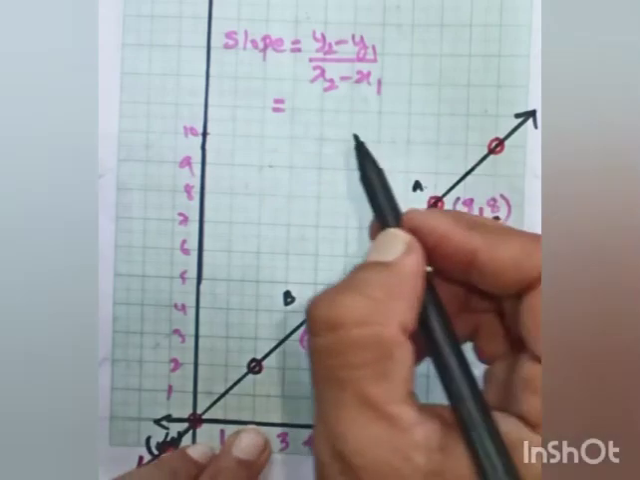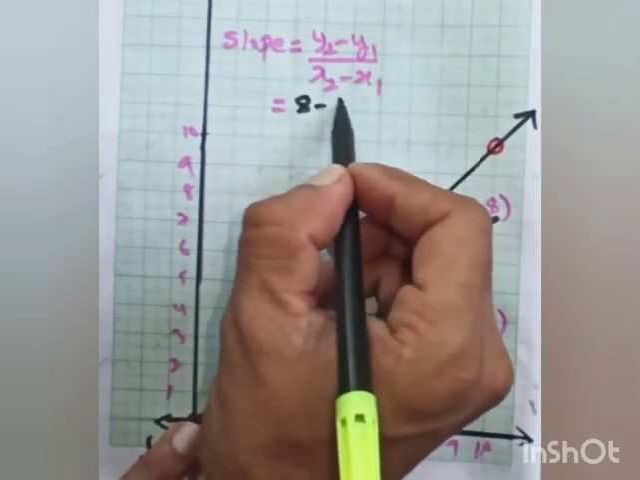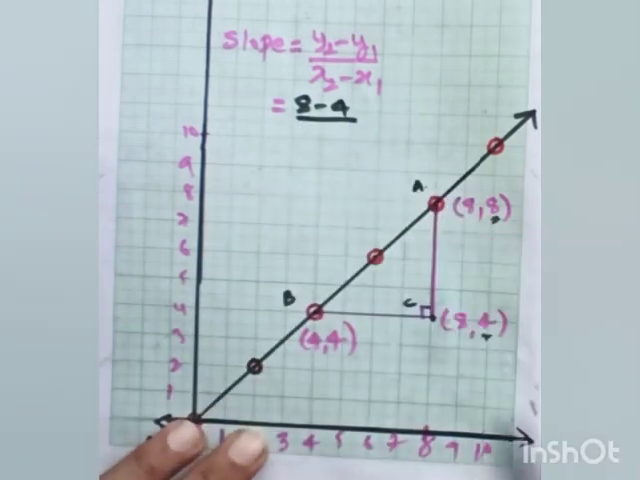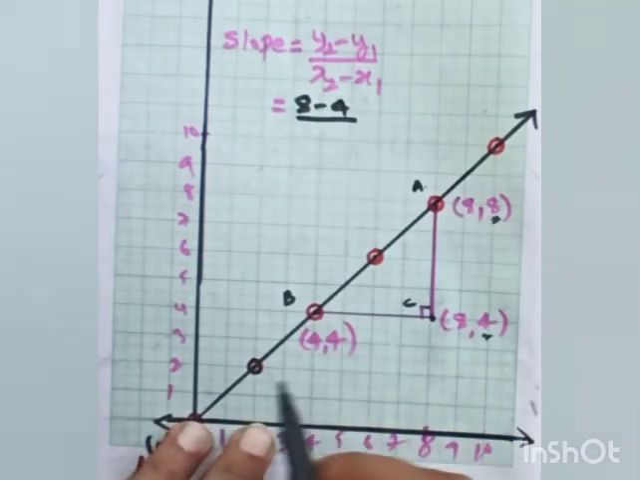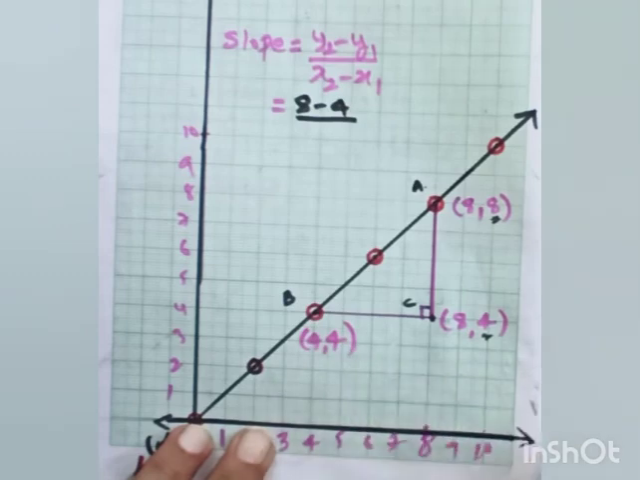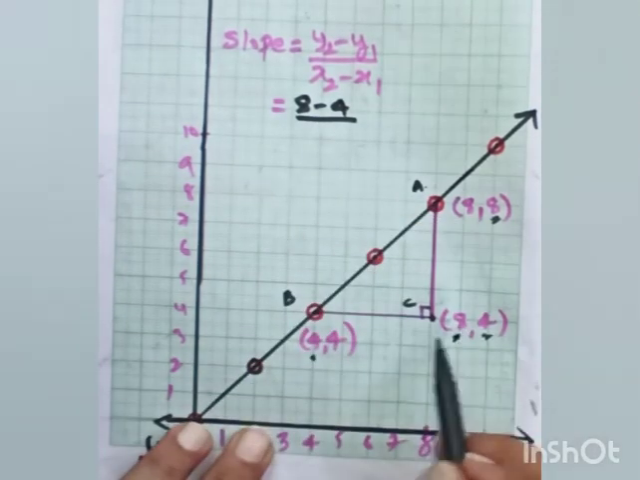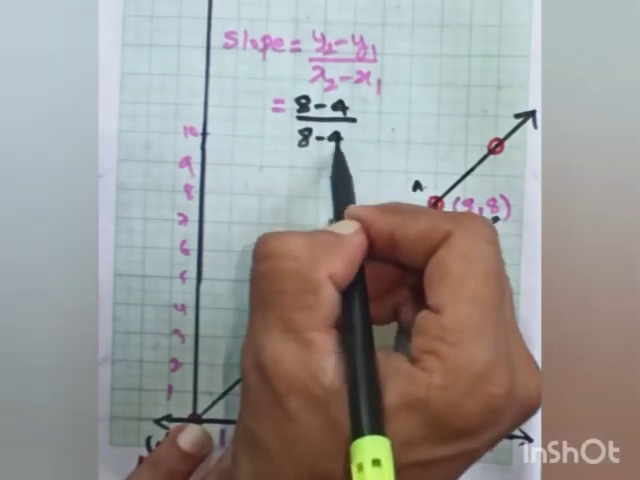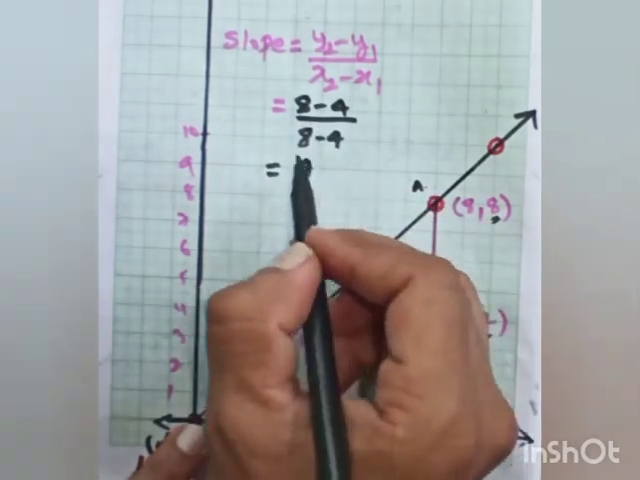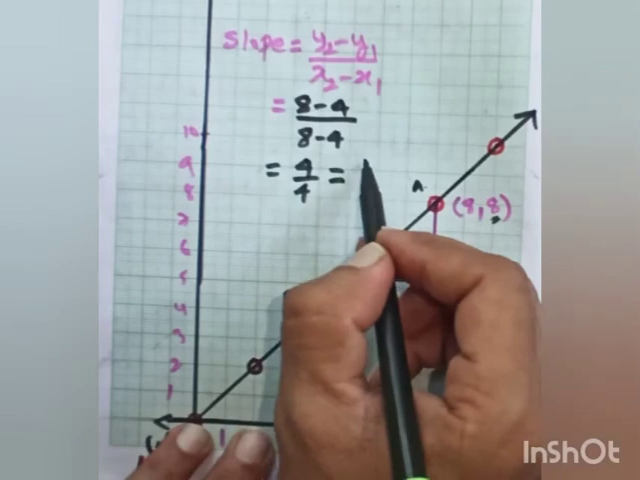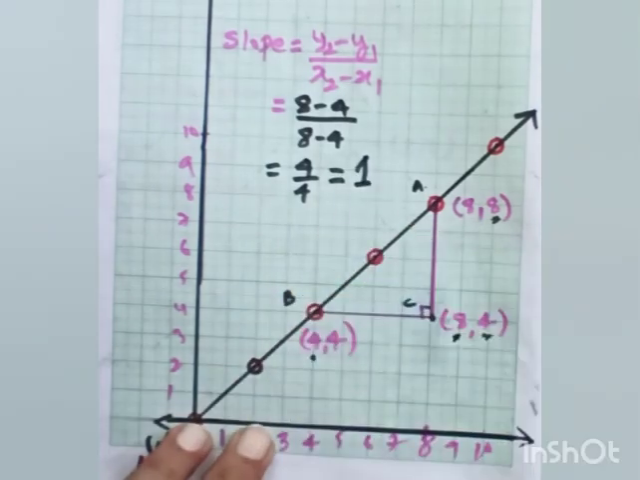So y2 minus y1. In this case it is 8 minus 4, divided by, when taking x distances, we need to make sure that we're taking the x distance. Otherwise, if you take y it becomes 0. So 8 minus 4, see, 8 minus 4. 8 minus 4 will give 4. This also gives 4. The answer comes to 1. That is the slope of the line.